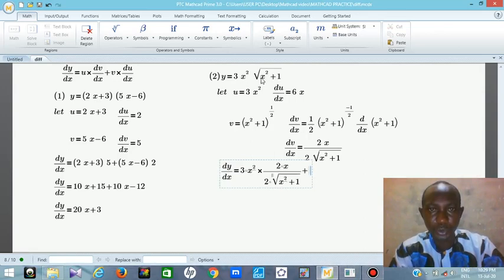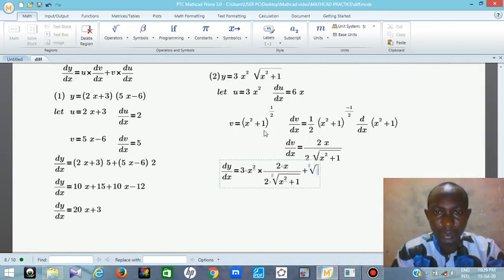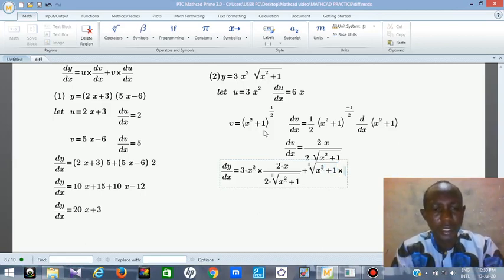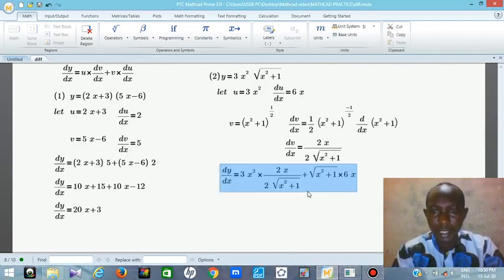Then plus the next part of the formula says v, which is this. Let me put it in the root form, which is square root of x squared plus 1, and then it's going to multiply 6x, which is du dx. That is it, du dx. So when you put it like this, you have no problem.